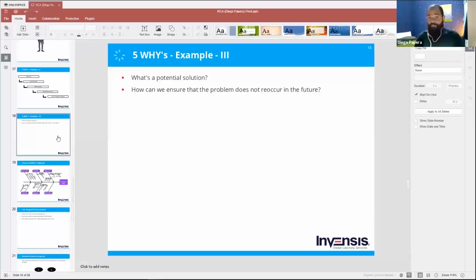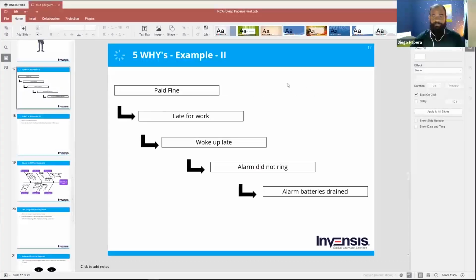So let's look at potential solutions. And we have a myriad of potential solutions. I'll just go to the slide that we were looking at before. We have a myriad of potential solutions. So a solution could be, for example, have a backup alarm, use an alarm in a phone. A solution could be, hey, you know that your batteries are drained every 4 months, so put a calendar reminder every 3 months to change the batteries. Hey, why don't you get an electricity operated alarm clock?